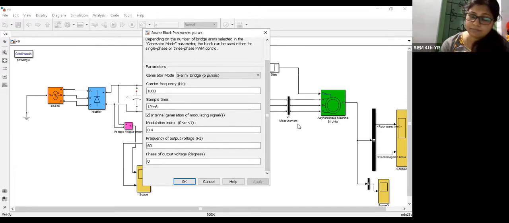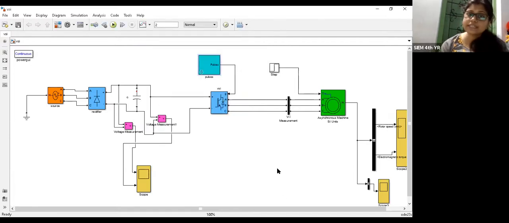And there is another setting, that is the phase of the output voltage in degrees. That is set as 0. Okay. Fine. So this is the PWM. This is the PWM pulse which we have to feed to the gate terminals of the 6 MOSFETs of the voltage source inverter, which has 3 arms, etc.